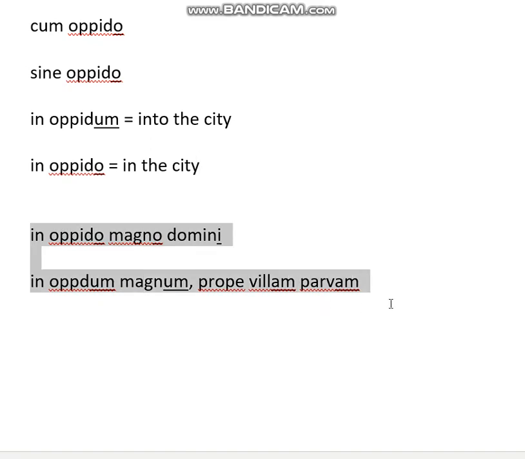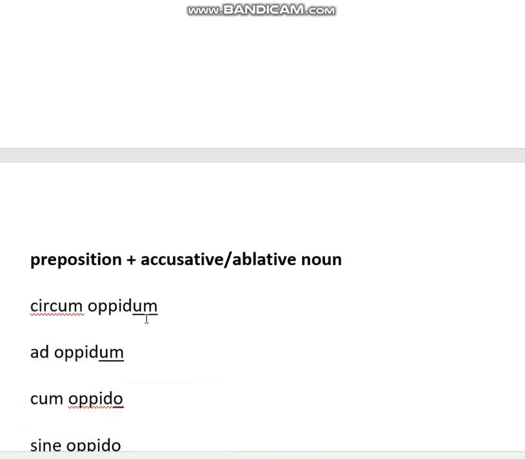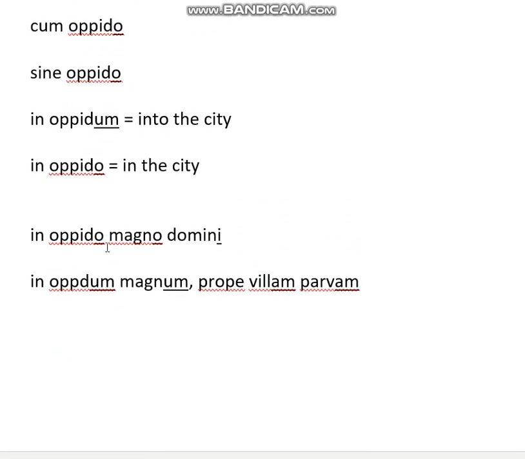And then, of course, as with this sentence, you can combine all these together. I want to give you an order of operations. If there is a prepositional phrase, you want to translate the preposition first, and then translate whatever it's attached to. Then if you have a noun plus adjective phrase, you translate that next, and then you translate the genitive last. So in the great city of the master, or in the great city near the small house. Either way, good luck.